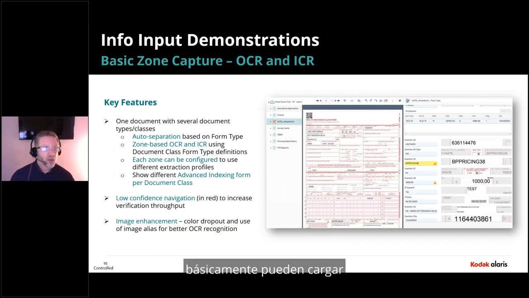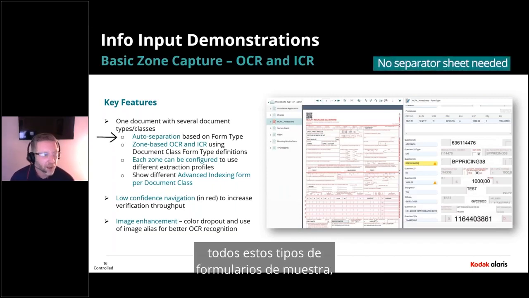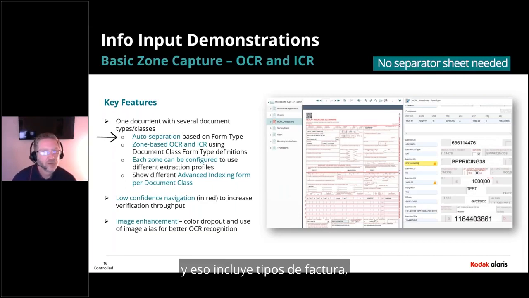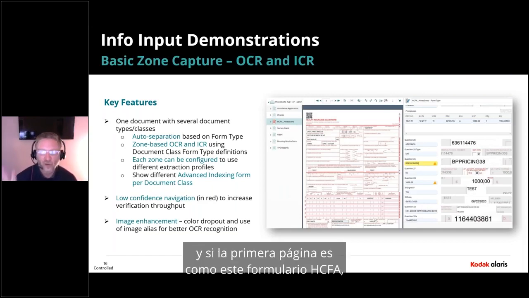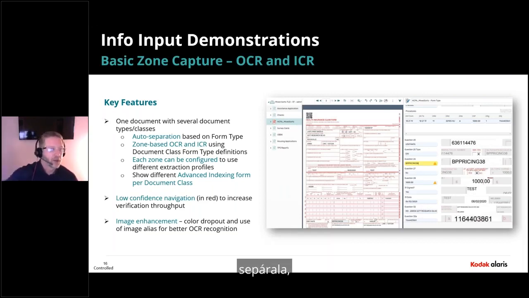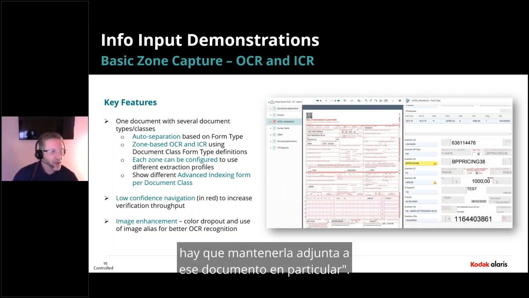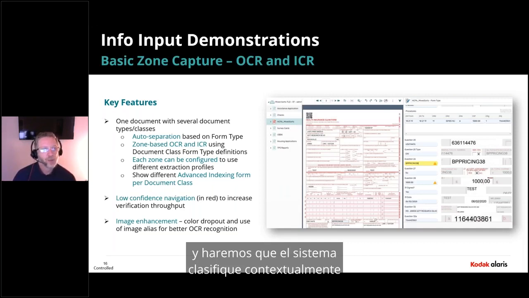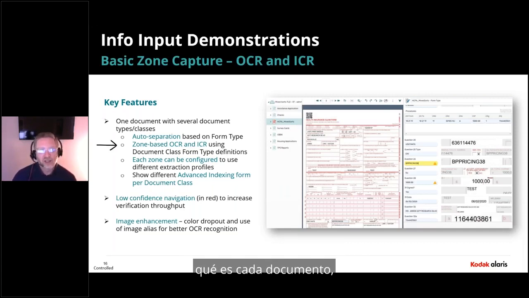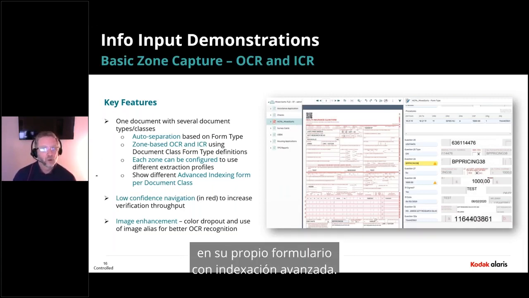With our application, you can basically upload all these sample form types, and that includes invoice types, and the system is going to create and then basically say, hey, look at every first page, and if the first page looks like this HCFA form, separate. And then anything behind it, keep it attached to that particular document. So in this case, we're going to take one 11-page PDF and have the system contextually classify what each document is, then extract the data, and then show the data in its own advanced indexing form.